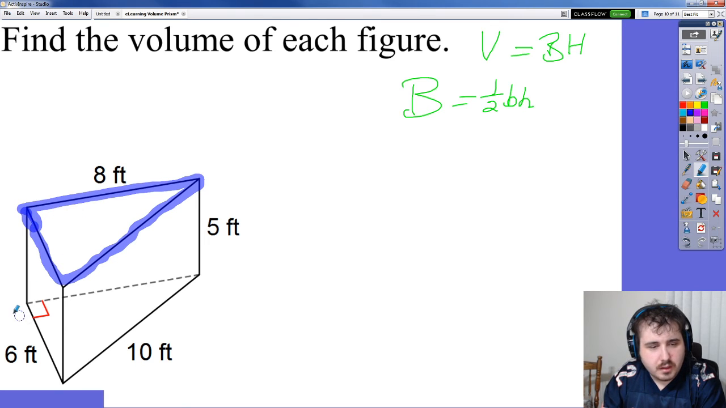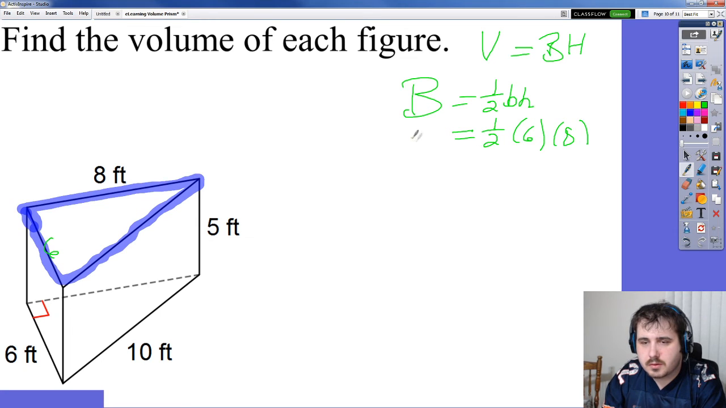Look, I've got this right angle here, so that means that I've got a base and a height right here. So my base is 6, right? This is also 6, and my height is 8. So I'm going to put those right here. And half of 6 times 8, 3 times 8 is 24.